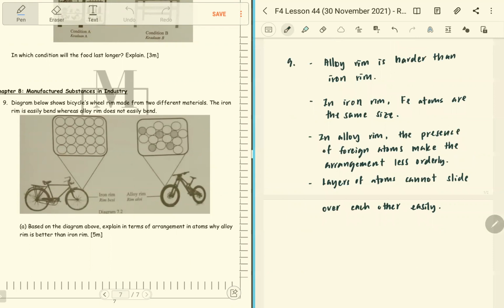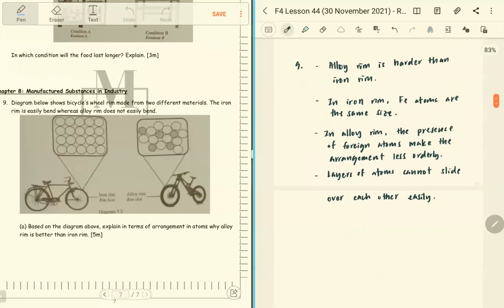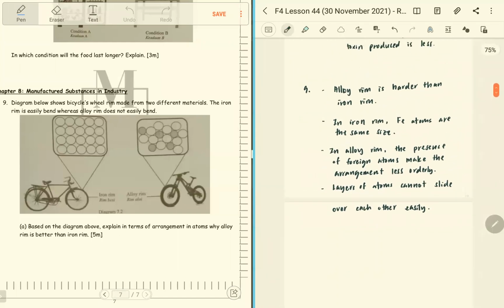You always write in terms of the addition of foreign atoms with different sizes, which will make the arrangement less orderly. When force is applied, it's harder for atoms to slide over each other. So it's always just about these few points. Addition of chlorine atoms, then less orderly, so it's harder to slide over. So that's all for the MRSM paper 2.